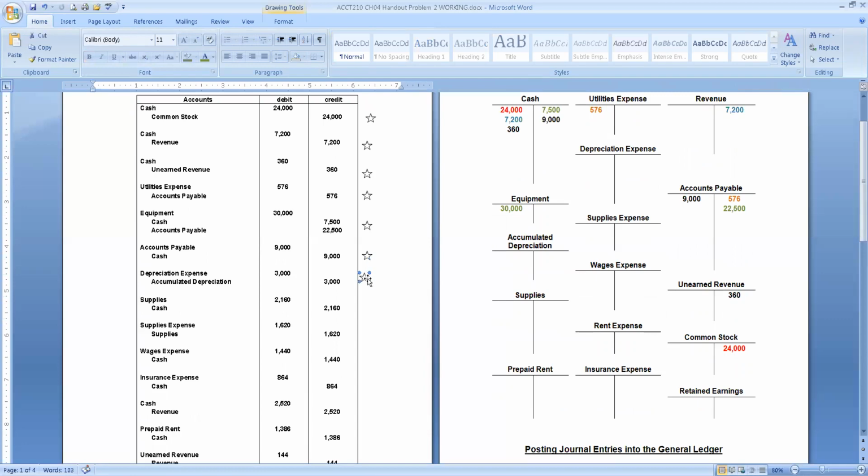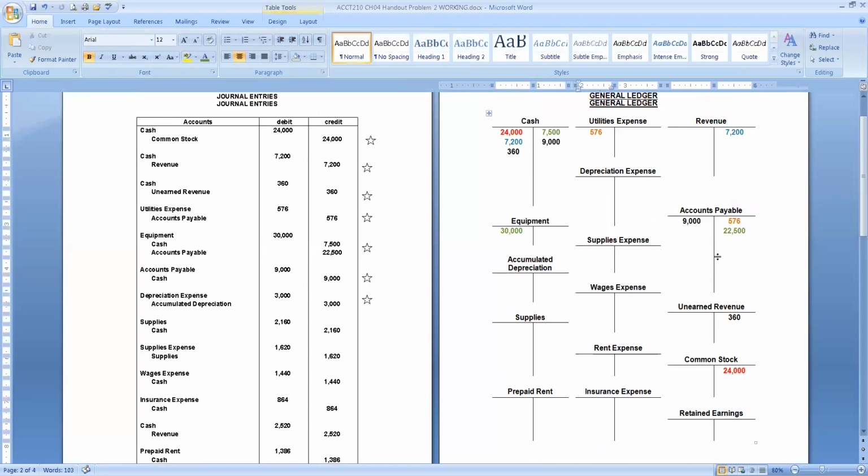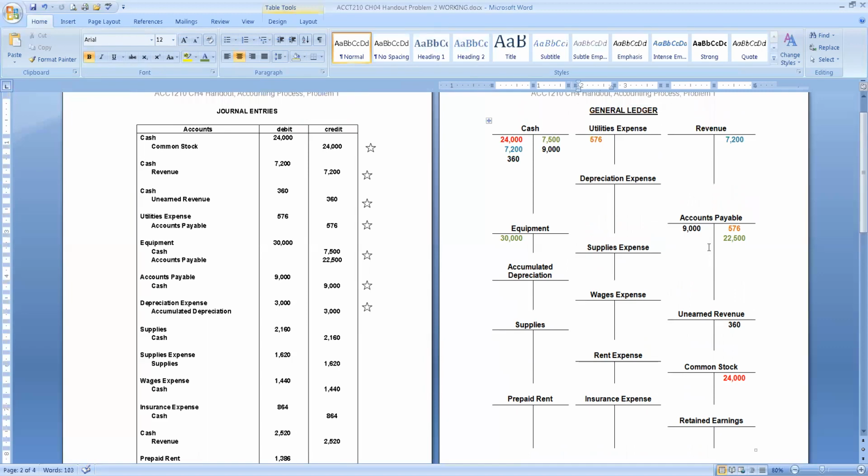Oh, this is a new one. Depreciation expense and accumulated depreciation. Okay, depreciation expense, we know what expenses are. And the credit is accumulated depreciation, which I don't know if we've had yet.